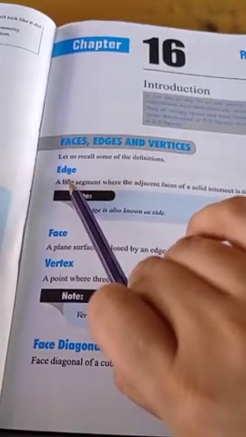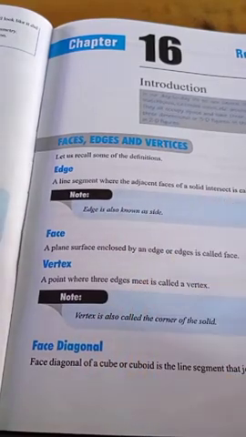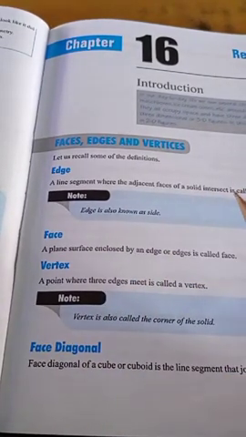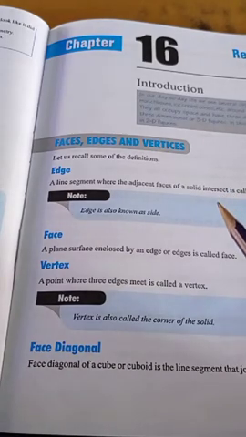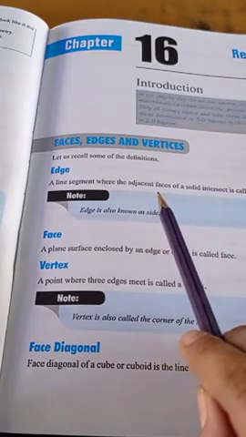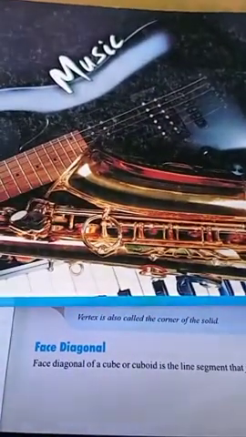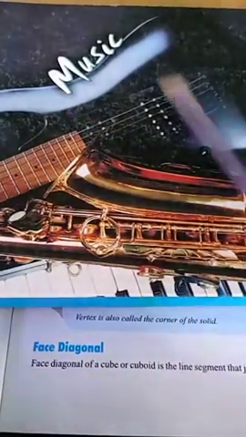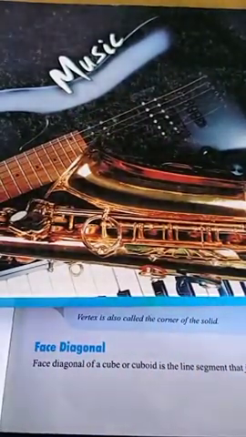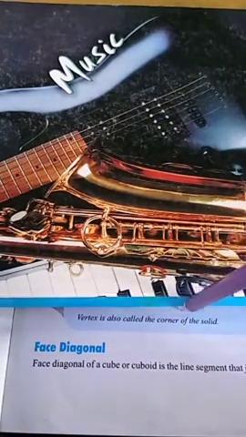Children, an edge is a line segment where the adjacent faces of the solid intersect. Clear? The faces are the flat surfaces. See, this is a solid only. This is what? Face. This is a face. Even this is also a face of the cuboid.